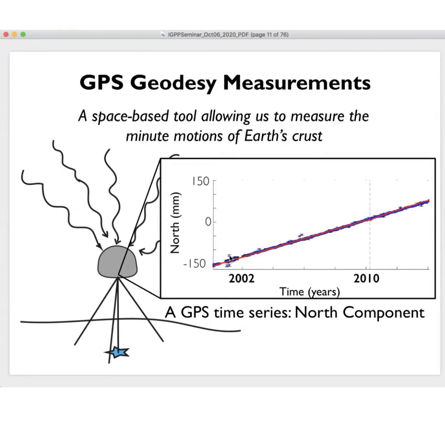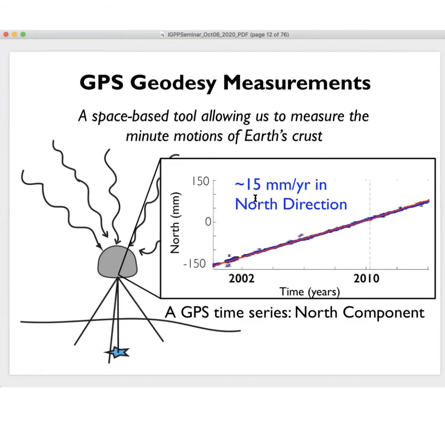Each one of these circular dots is a daily position measurement of that one station. Over time, we can estimate a line fitting through these daily position measurements, and we can get a slope or a velocity. From this data, we can say that this station is moving at 15 millimeters per year in the northward direction.